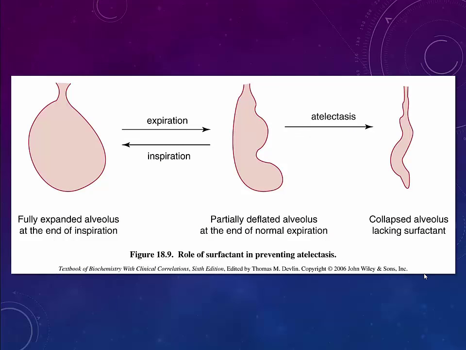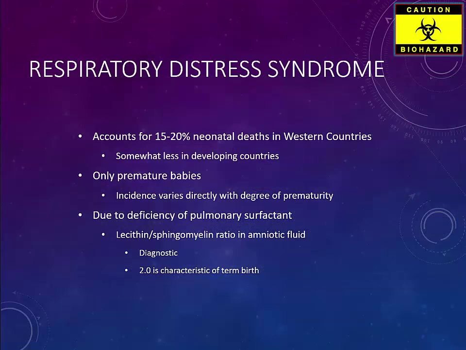So here's an example of that. We have the alveolus, and during expiration and inspiration, the alveolus inflates and deflates, inflates and deflates. Now, if you don't have the surfactant, then the surface tension of the water can cause water to pull in on itself, which can draw the alveolus into collapse. So without the surfactant, you get atelectasis, where the alveolus of your lung has collapsed and can no longer inflate properly. This causes a problem termed respiratory distress syndrome.